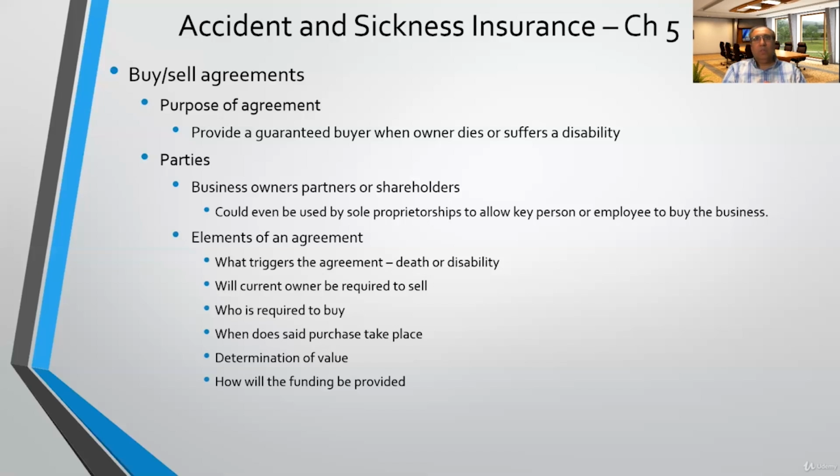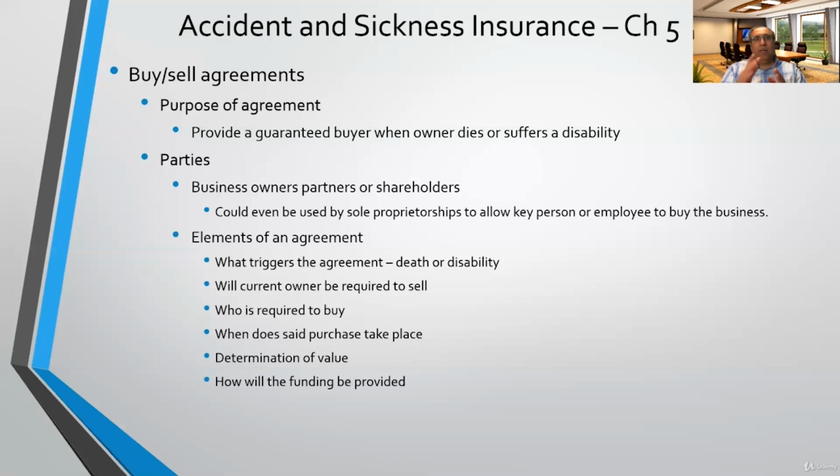It could also be for sole proprietors to allow a key person or employees to buy the business. That could also be possible. So what are the elements? What are the things in the agreement? You have to tell what is the trigger. Is it because of death or disability? Death, of course, is right away. And then after a couple weeks or months, it will start, but it will pay out.